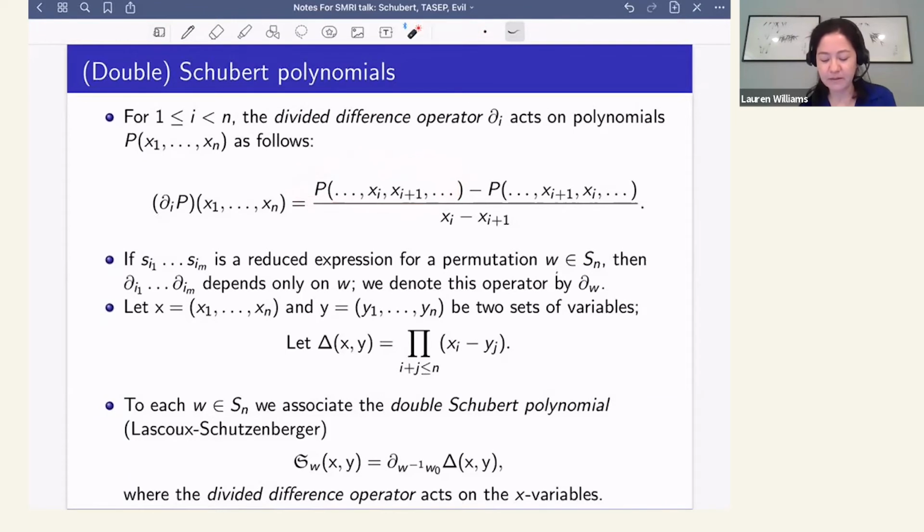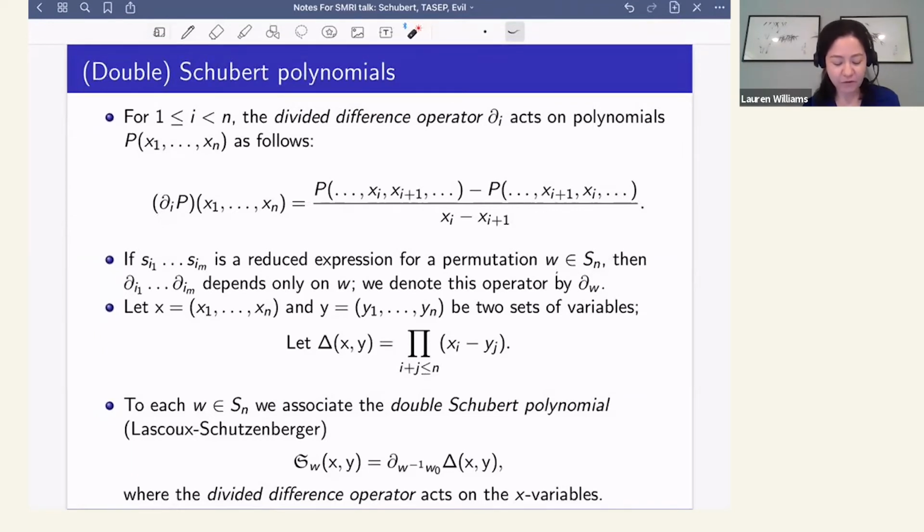p, subtract off the same polynomial after having swapped x_i and x_{i+1}, and then this difference is divisible by x_i minus x_{i+1}, so we divide by it. And the result is called del_i p. So this is the effect of the divided difference operator.